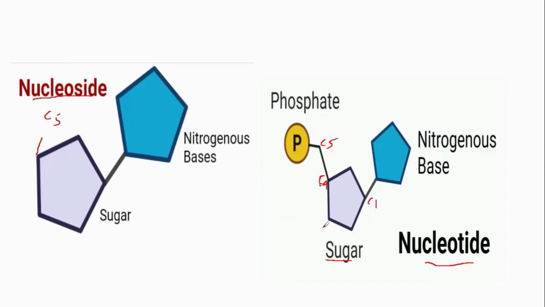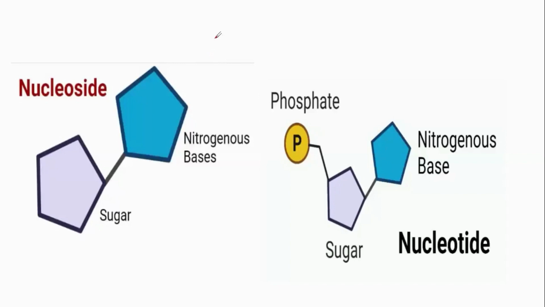So remember, when I'm talking about a nucleoside, it doesn't have the phosphate group. And when we're talking about a nucleotide, it has all three essential structures: the nitrogenous base, the sugar, and the phosphate group attached to the C5 carbon.